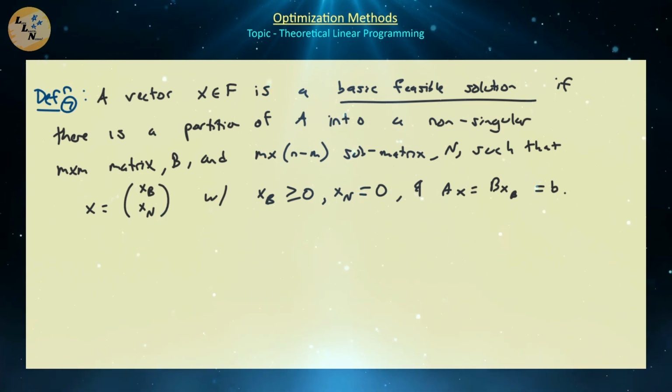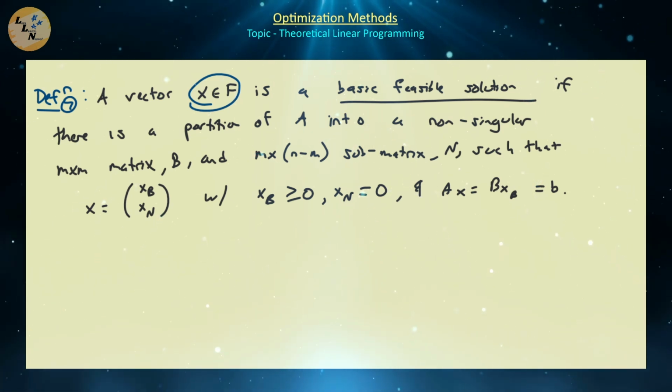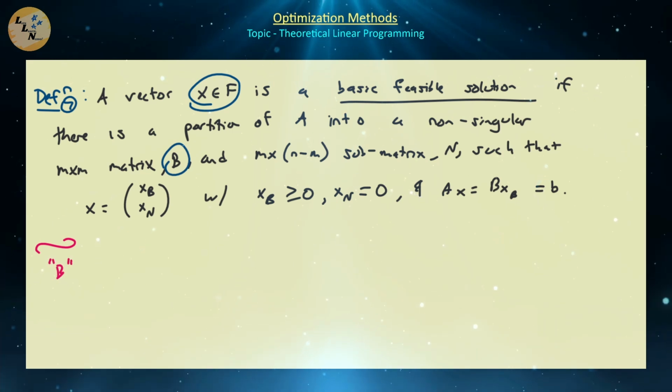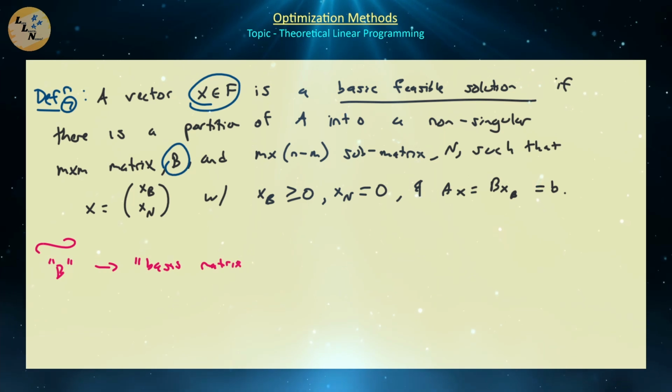So what are we looking at here? We're looking at the set of feasible solutions, and we're trying to classify those feasible solutions as potential solutions to our linear program. This term leads into that idea. So we say that a feasible solution is a basic feasible solution if there is a partition of the matrix A into a non-singular square matrix B. We're introducing a new matrix B, and this matrix B has a name. This matrix B is known as a basis matrix.